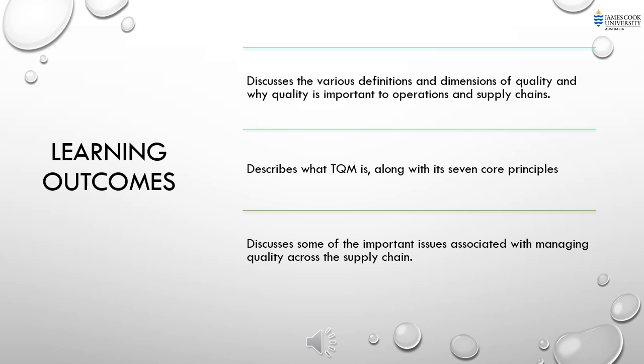In this session, we will discuss the various definitions and dimensions of quality and why quality is important to our operation and supply chain. We will describe what total quality management is along with all seven core principles, and also we will discuss some of the important issues associated with managing quality across our supply chain.